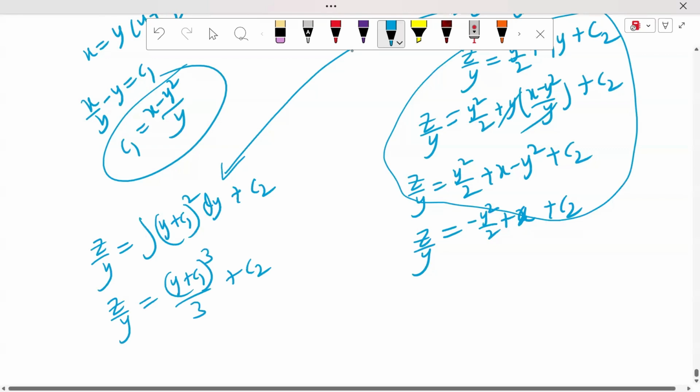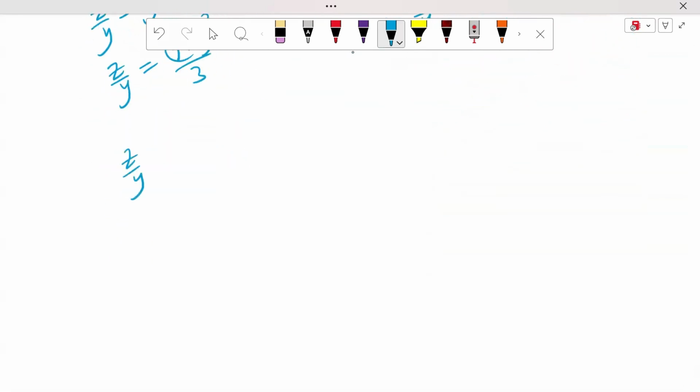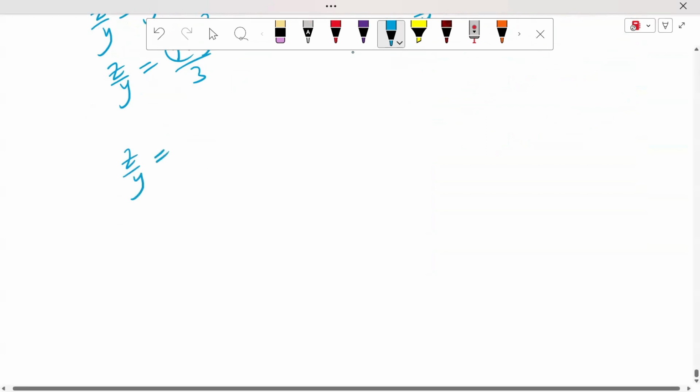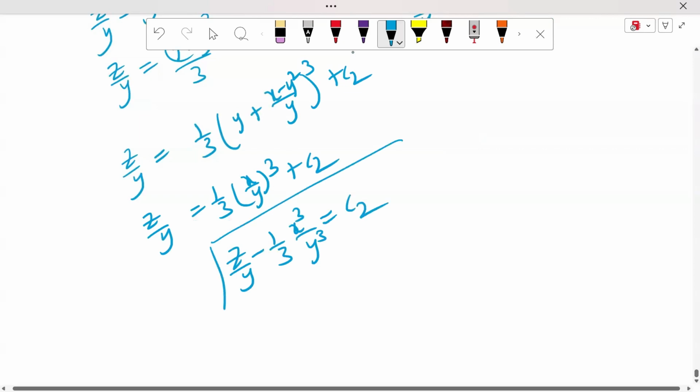What is the c1? Substitute the c1 value here. z by y is equal to 1 by 3 (y plus (x minus y square) by y) whole cube plus c2. Finally, z by y is equal to, after calculation, what remains is 1 by 3 into (x by y) whole cube plus c2. So z by y minus 1 by 3 x cube by y cube is equal to c2, which is the required second solution.